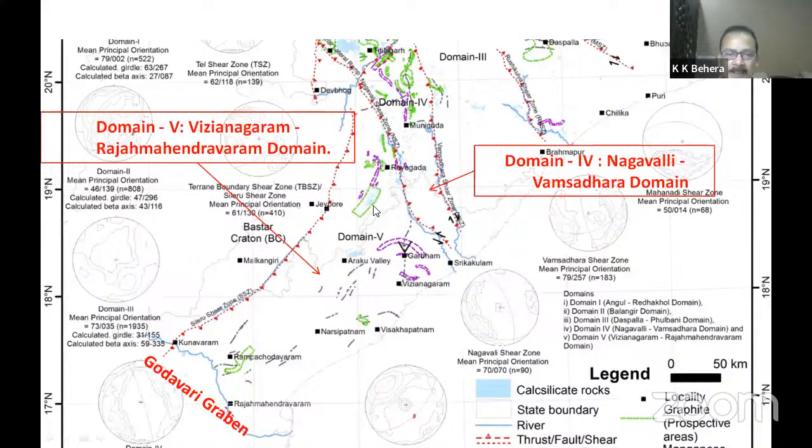These light green colors are the disposition of graphite bands, actually. There are prospective areas that I will be discussing in detail. And these purple areas are manganese prospective areas.